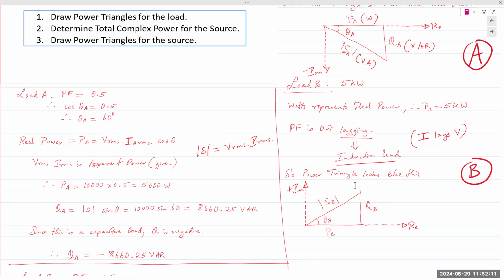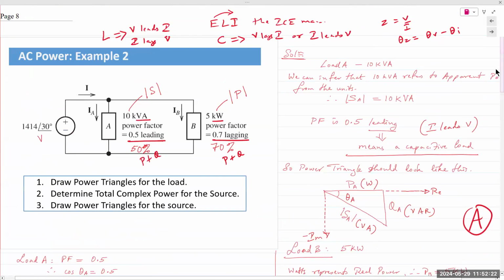As far as what the question started with, it gave you the Q value. Let's see. No, it gave us the P and the magnitude of S. So the question being asked is, how did we know what quantities are given? We determine that from the units. It's a good question. VA means it's S, the magnitude of S. Watts, W, means it's P. If it was VAR, it would have been Q.